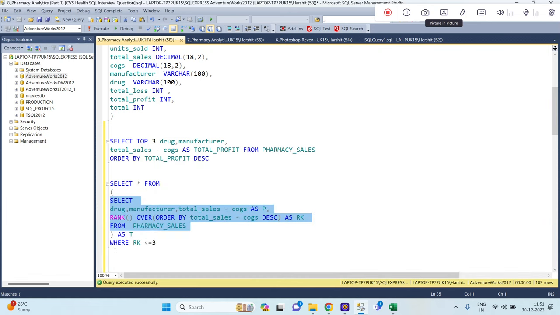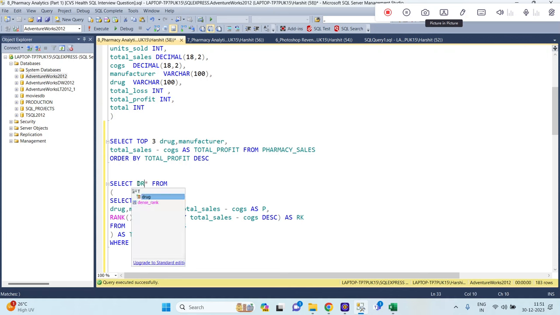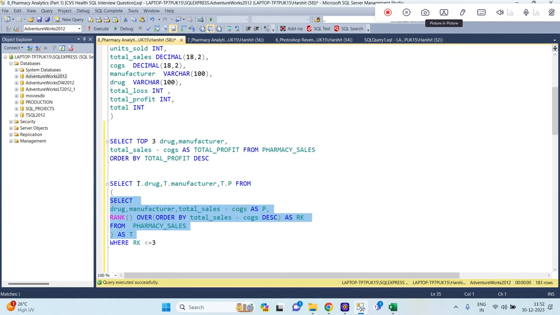But now this RK column we can use outside of this bracket, right? Outside of this bracket to limit. So for that I have written where RK less than or equal to 3, right? Now our requirement is simple. We require drug, manufacturer and then P. All the columns which are coming from this T, we can refer to over here.